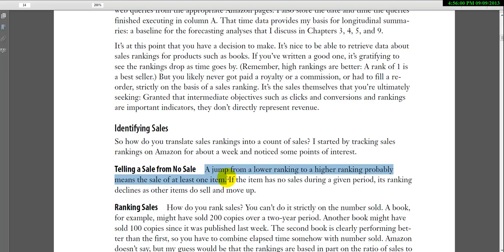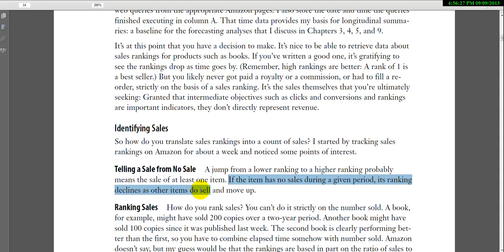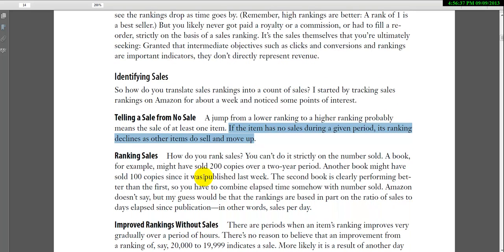Remember, lower ranking means a larger number, and higher ranking means a smaller number, right? The best ranking would be number 1, which is the smallest number. If the item has no sales during a given period, its ranking declines. Okay, so he says if an item has no sales during a given period, its ranking declines. Why is that? Because other items do sell and so they move up, so that means that your item will have moved down because it didn't have any sales compared to others.